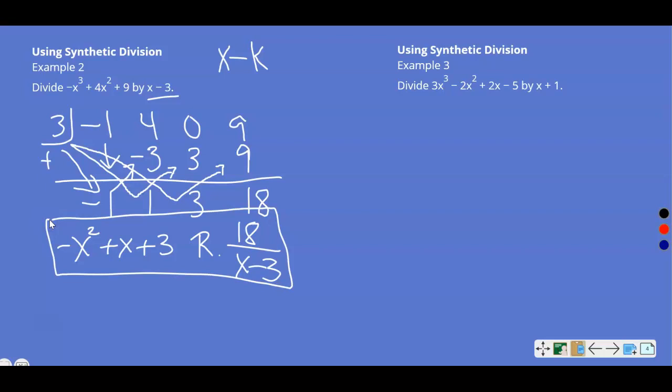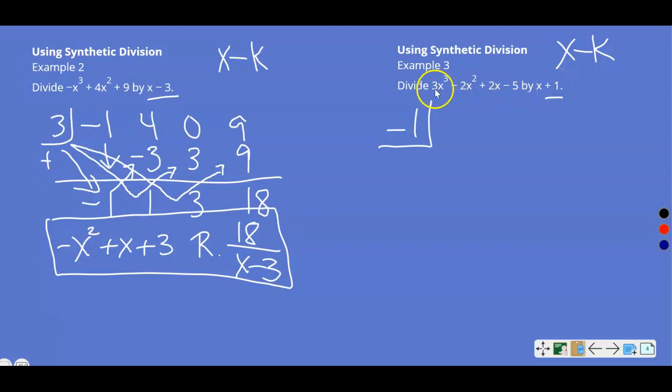All right, let's look at example 3. Divide 3x cubed minus 2x squared plus 2x minus 5 by x plus 1. Again, we've got x minus k. So minus k would be negative 1. Again, you're going to change that sign of the binomial just because synthetic division is a shortcut, and the binomial has to be in the form of x minus k. So if it's in the form x minus k, that just means the opposite of whatever this is.